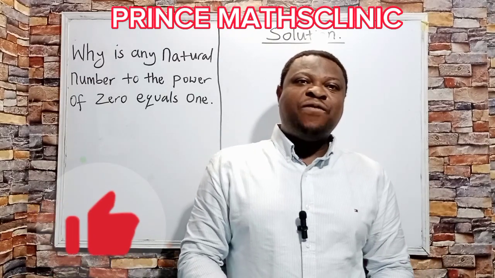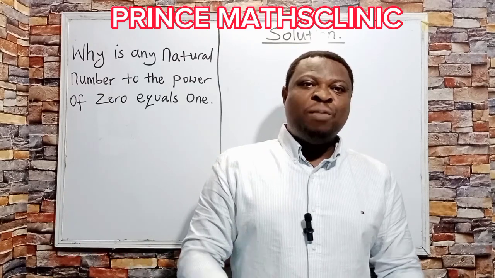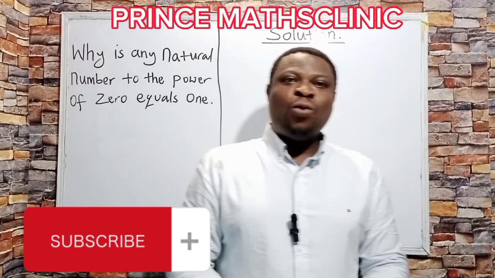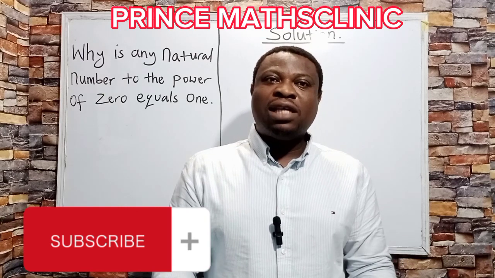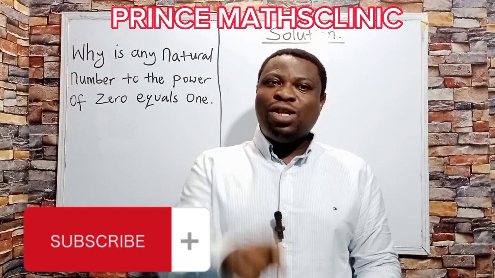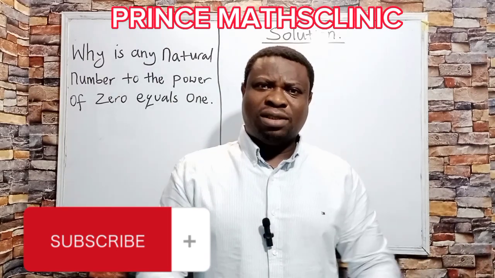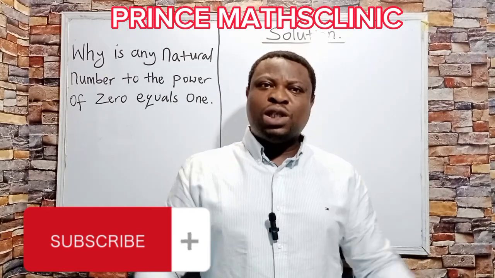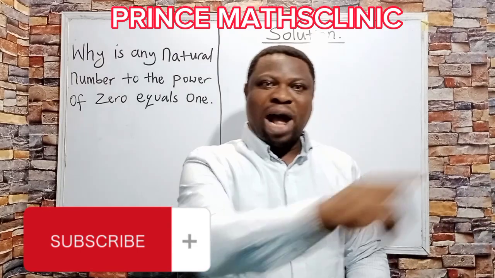And today we have a very interesting aspect of mathematics we'll be considering. Have you ever wondered why every maths teacher will always tell you that any number to the power of 0 equals 1? Why is the result always 1? Even if it is 1 million to the power of 0, they will tell you it is 1.